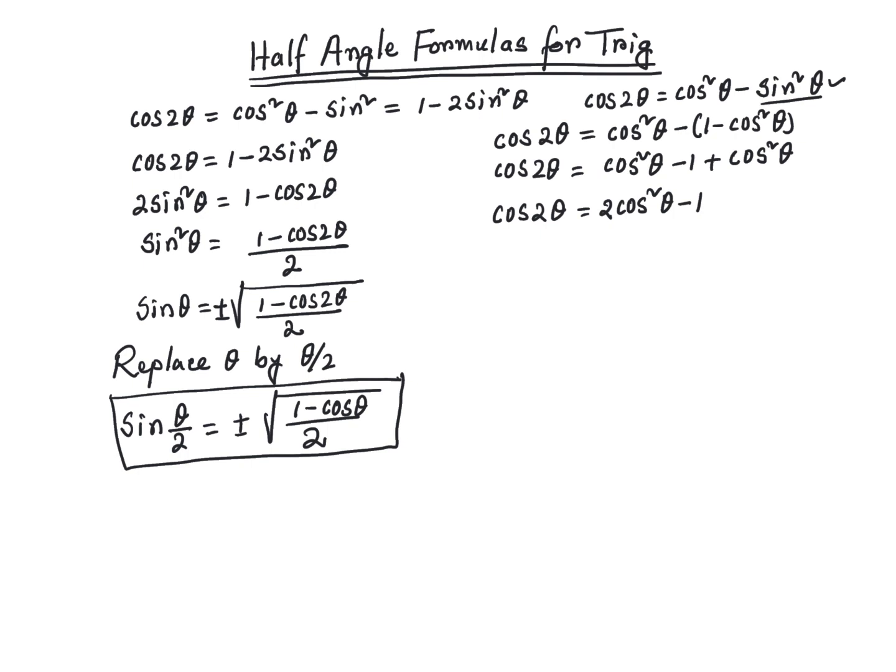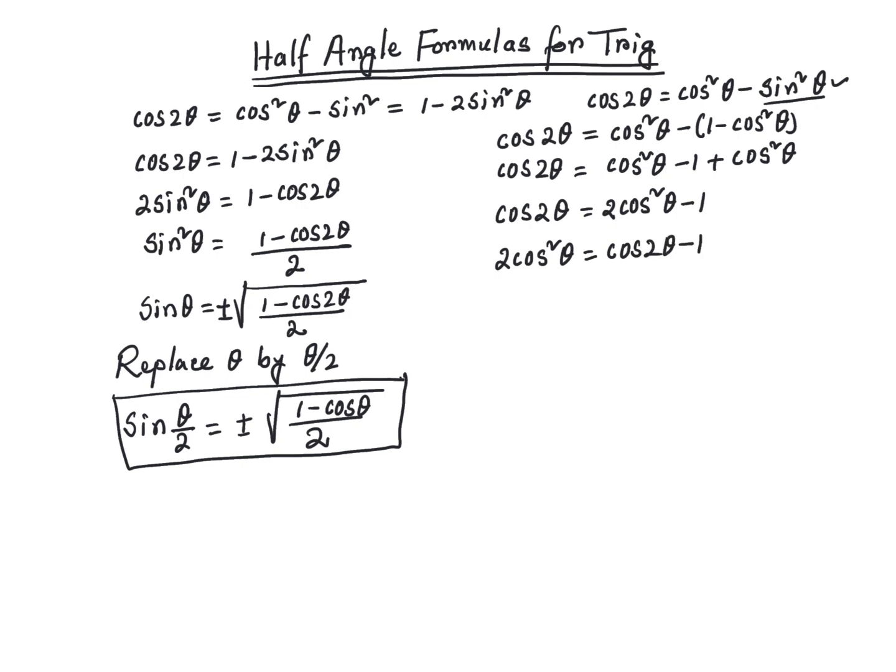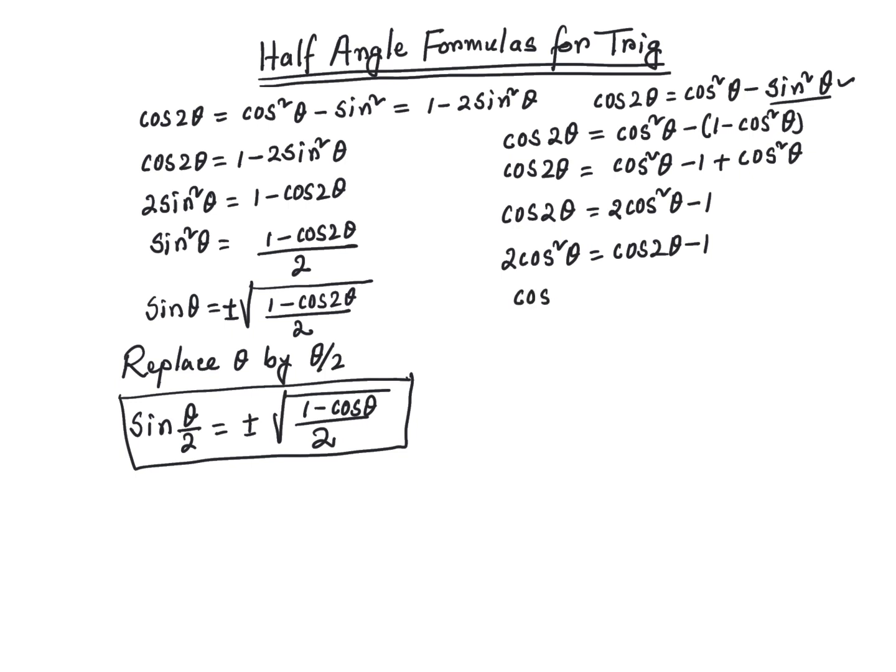Then I'm going to solve for cosine theta from here. So 2 cosine squared of theta is going to be equal to cosine of 2 theta plus 1. Now if I divide both sides by 2, I get cosine squared of theta is equal to cosine of 2 theta plus 1 divided by 2. And cosine of theta in that case is going to be the square root of it, right? So the square root of cosine of 2 theta plus 1 divided by 2, then again plus or minus.